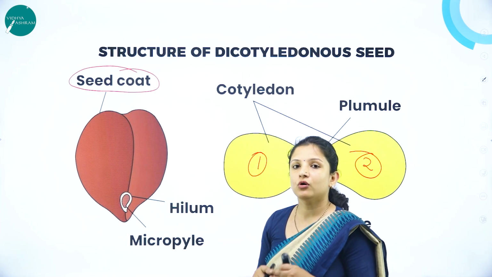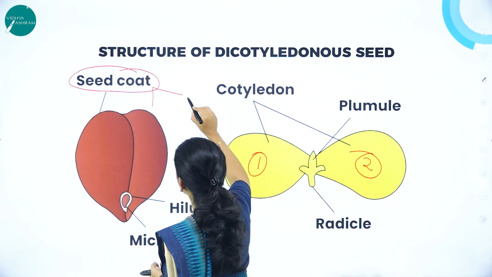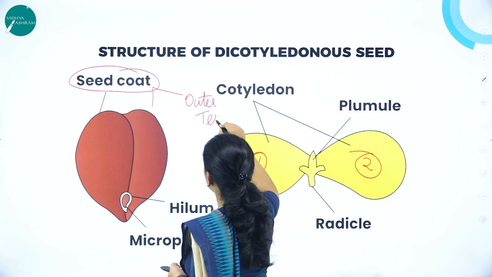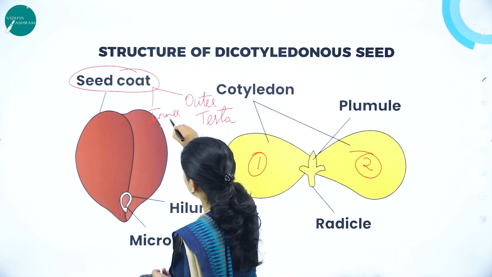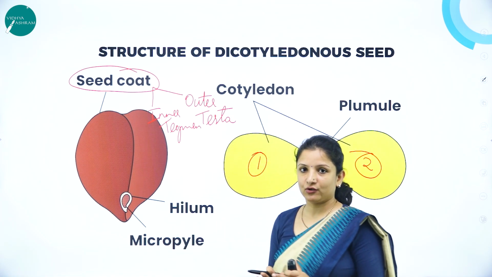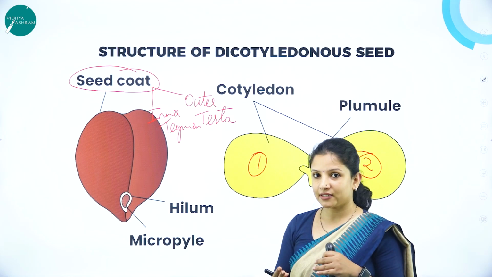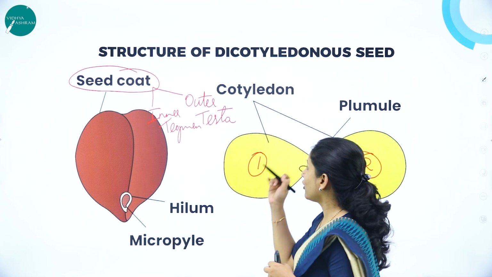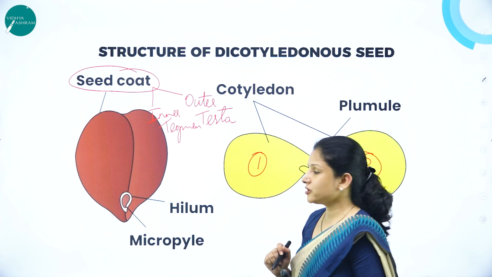The seed coat is again of two layers. The outer layer is called the testa, and the inner is called the tegmen. Overall, it is called the seed coat. So the entire seed is covered by a seed coat. How many layers are there in the seed coat? It has an outer layer and an inner layer. The outer layer is called the testa, and the inner layer is called the tegmen. This is important, you need to remember.